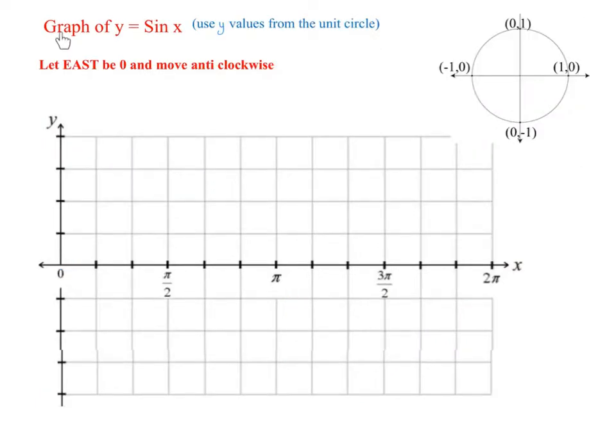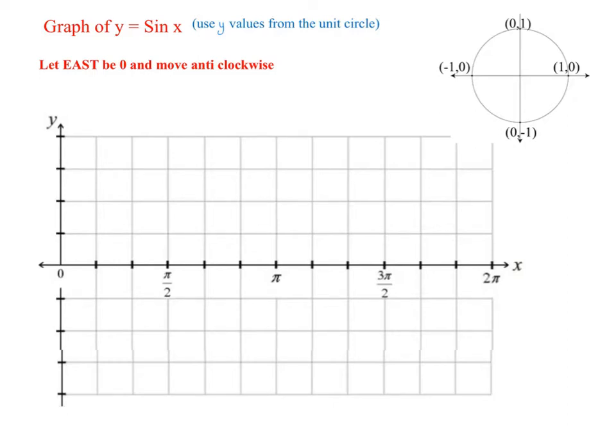So now, again, we're going to graph y equals sine of x. But instead of using degrees, we're going to use radians. So instead of 90 degrees, we have pi over 2. Instead of 180 degrees, we have pi. Instead of 270 degrees, we have 3 pi over 2. And instead of 360 degrees, we have 2 pi.